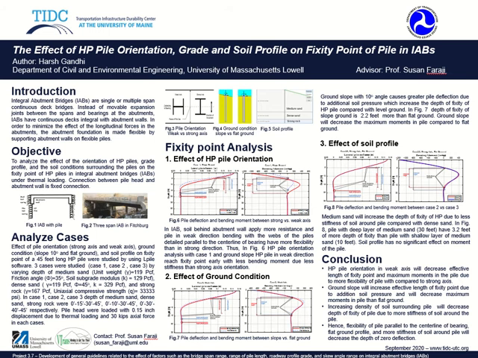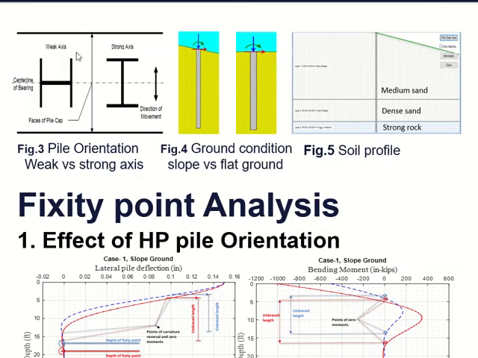The main objective of this study is to analyze the fixity point of HP pile as affected by pile orientation, whether weak axis versus strong axis parallel to the center line of bearing; grade profile, whether slope ground or flat ground; and soil profile, by varying the depth of medium sand, dense sand, and strong rock.